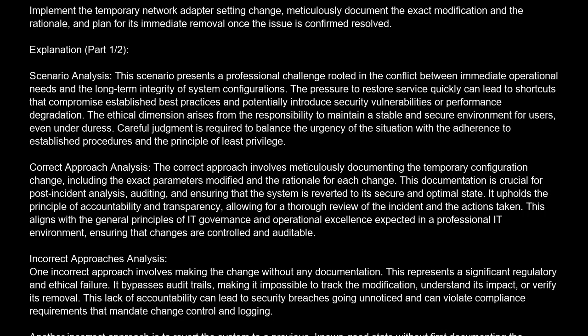The correct answer is D. Implement the temporary network adapter setting change, meticulously document the exact modification and the rationale, and plan for its immediate removal once the issue is confirmed resolved.